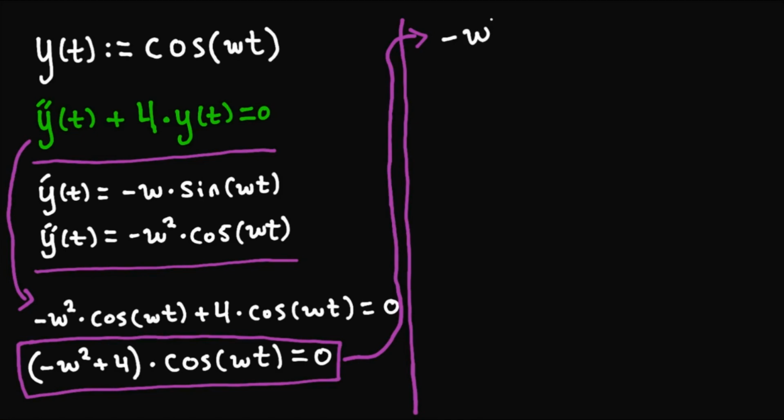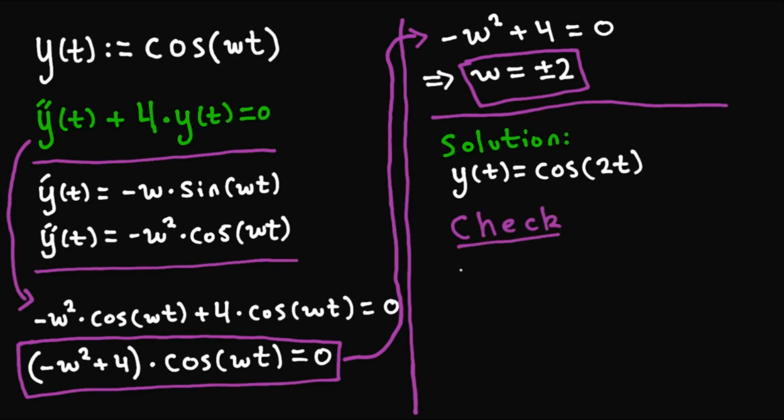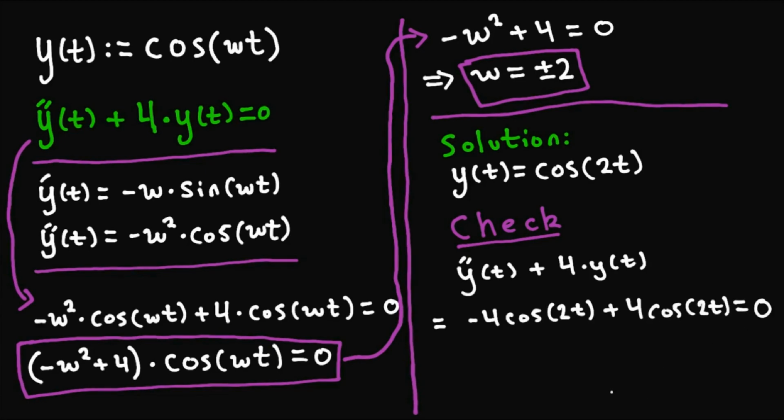This tells us negative omega squared plus 4 is equal to 0, which then implies that omega is equal to plus or minus 2. Since cosine is even, it doesn't matter if we plug in 2 or negative 2 for omega, we end up with the same solution, which is that y of t is equal to cosine of 2t. We can check this by computing y double prime of t plus 4y of t, and what do we get? We get negative 4 cosine of 2t plus 4 cosine of 2t, which is indeed equal to 0.